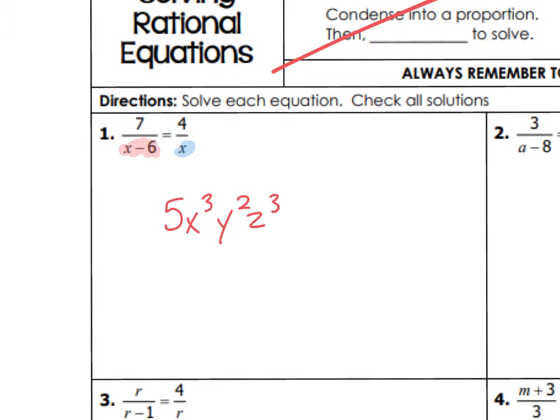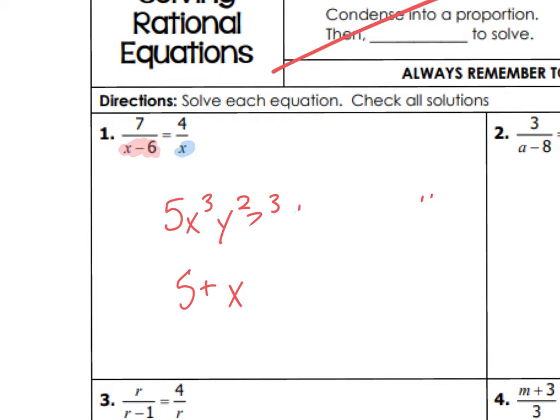Okay, so if I had a binomial, 5 plus x would be a binomial, right? But so would 5x to the third, y squared, z to the third, plus 10x to the fourth, y to the 14th, I'm making this up, z to the third. That's still a binomial, right? Even though it looks like it's a bunch of terms, it's really technically only 2. So are we all good on that? Okay. So I just want to make that clear.